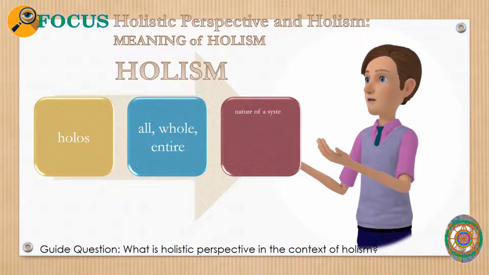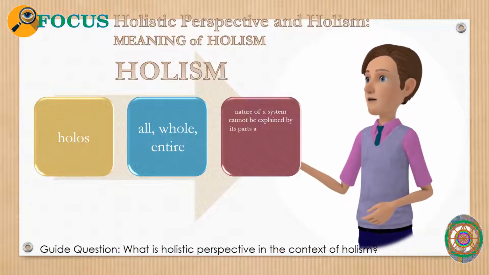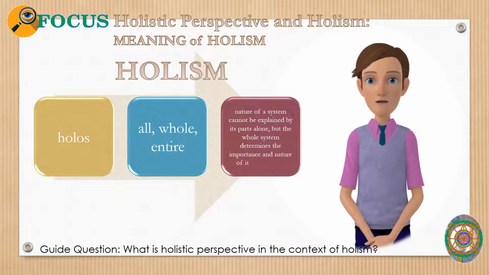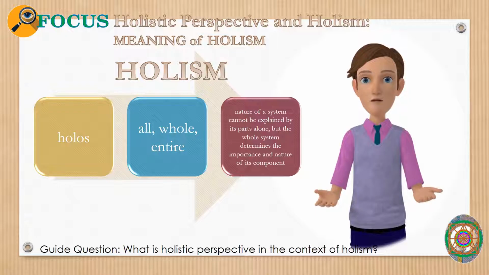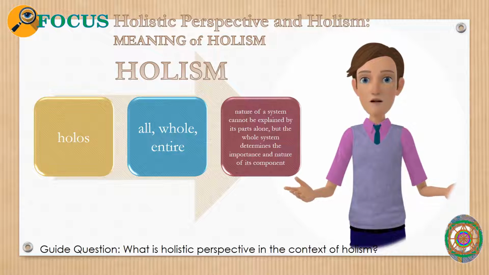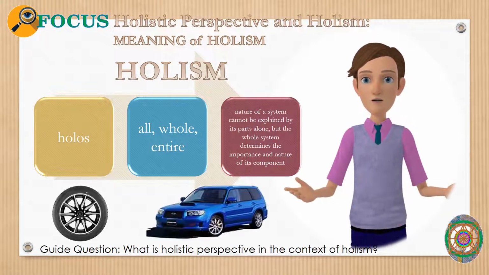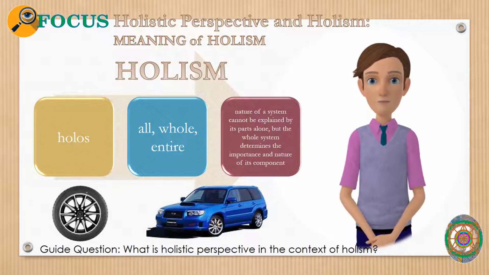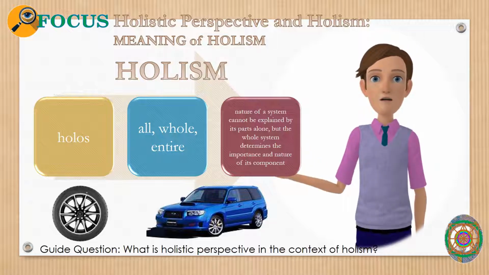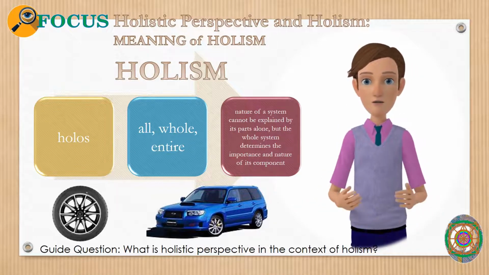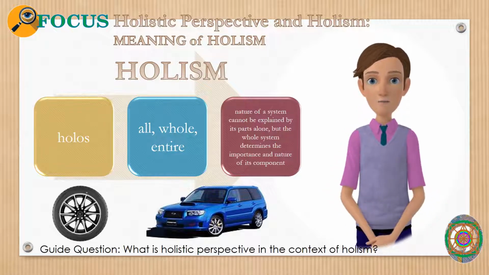Its concept is centered on the idea that the nature of a system, sciences, social sciences, and other systems cannot be explained by its parts alone, but the whole system determines the importance and nature of its component. To explain, let us take the wheel and its relation to the whole car. It can be noted that the purpose and function of the wheel cannot be appreciated if it is removed from the car. However, when the wheel is connected to the car and becomes part of the whole car, the purpose and function of the wheel become clear and appreciated. Thus, the purpose and function are seen and appreciated in the lens of the car as a whole system.